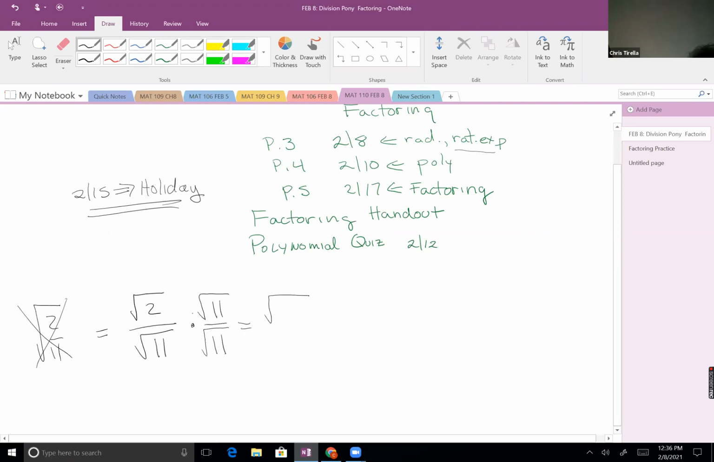This gives me the square root of 22 over the square root of 11 times the square root of 11, which would be the square root of 121, which is just 11. When we multiply a radical by itself, no matter what it is, when I take a square root and multiply it by itself, I'm always going to just get the radicand. Sometimes we end up taking that absolute value. Better?